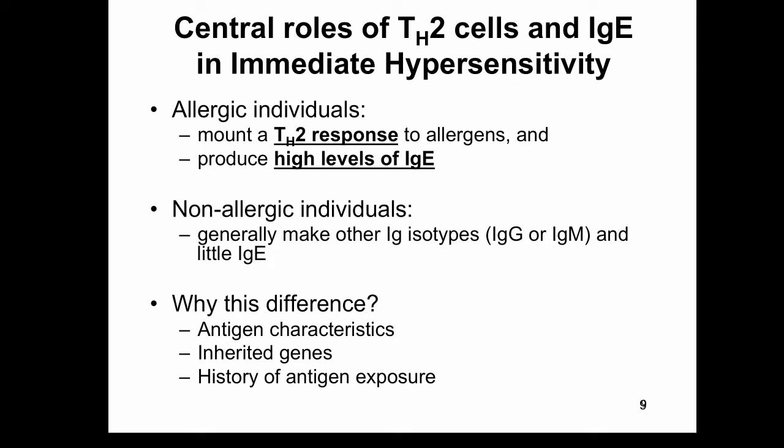One of the key things in trying to understand why people get allergies in the first place is why do people mount this type of immune response, this Th2 IgE dependent immune response? The short answer is it's not entirely clear, but it has to do with the antigen characteristics of allergens themselves, individual genetic predisposition, and the type or history of antigen exposure.